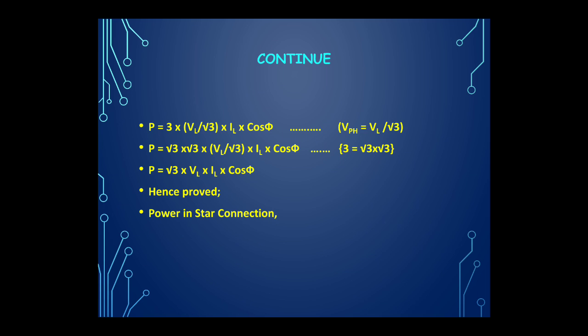Hence proved, power in star connection is P equals 3 into phase voltage into phase current into cos phi, or P equals root 3 into line voltage into line current into cos phi.